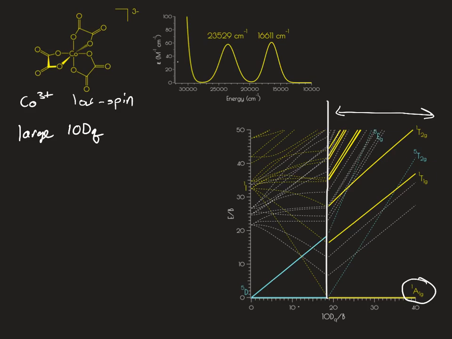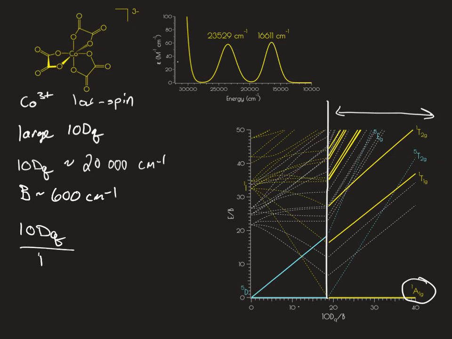So for example, a good value for 10Dq for cobalt 3 with weak field ligands would be approximately 20,000 wave numbers. Furthermore, we can estimate this value for B. For a low spin octahedral compound, a good approximate value for B is approximately 600 wave numbers. So we can work starting with a 10Dq over B value of approximately 33 as our initial guess.